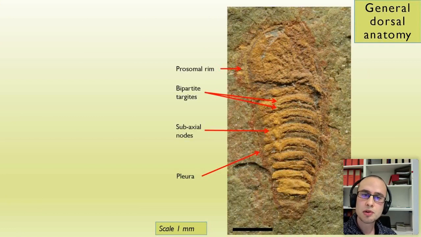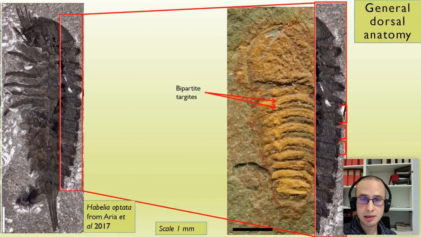Other interesting features that we can see in this picture are the prosomal rim, a bipartite tergite, the subaxial node, and the pleura. But especially the bipartite tergite is interesting because it really resembles the pattern that we can see in Aglaspis, with a more sclerotized part of the tergite and a less sclerotized part of the tergite, well visible especially in lateral view.